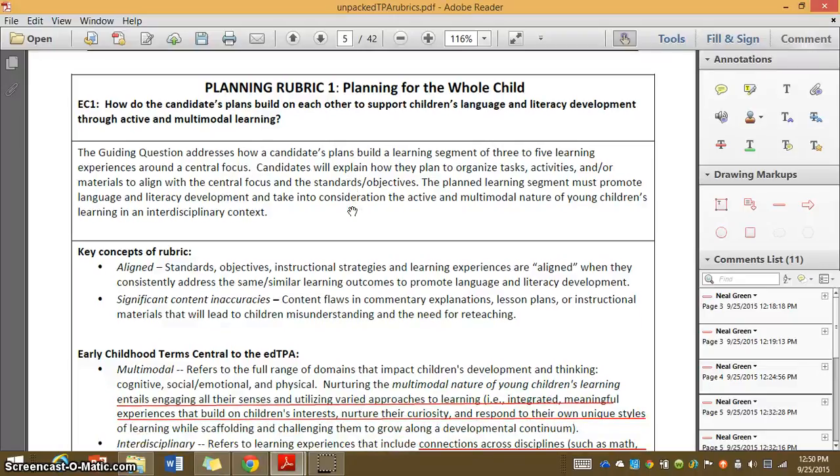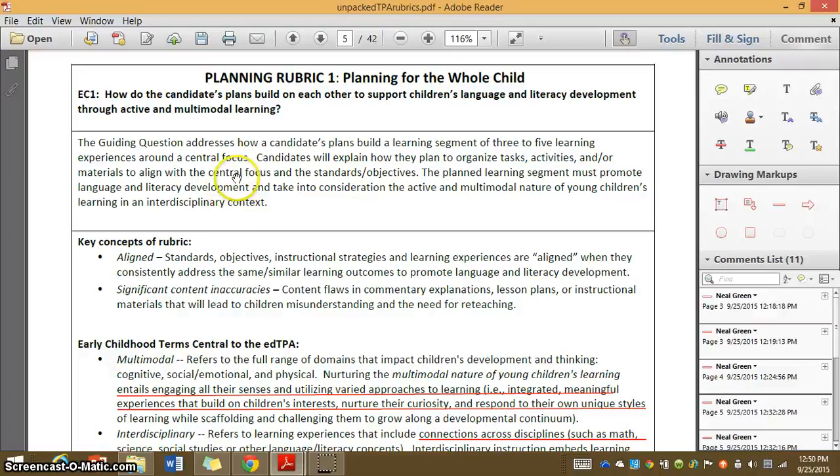So I'm not going to read everything verbatim, but you're going to see words also like central focus, which means like the theme of your lesson, and the standards and objectives, which you're very familiar with, and learning segment, which basically means a series of 3 to 5 lessons. That's what it means. A mini unit, if you want to call it that. But the words learning segment are used to describe the lesson plans you teach that build on one another. And the promotion of language and literacy is definitely important, and the active and multimodal nature of children is important, and interdisciplinary context is important.